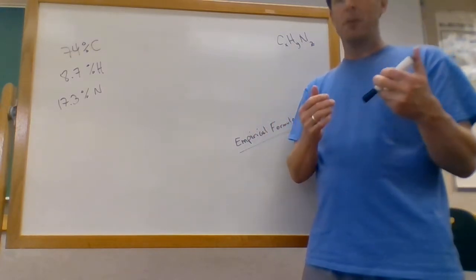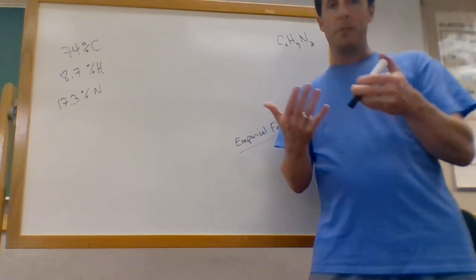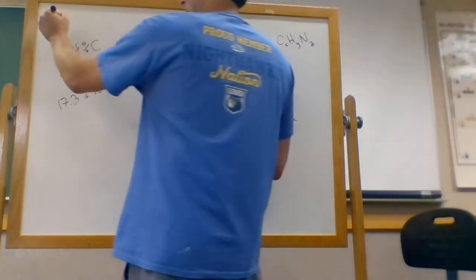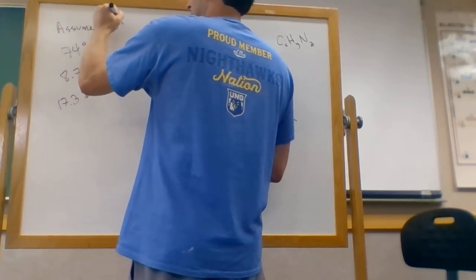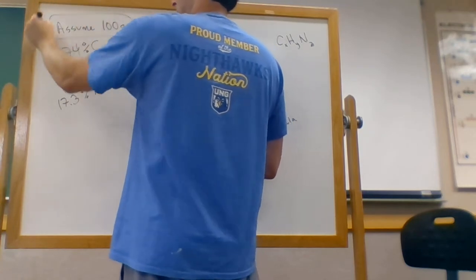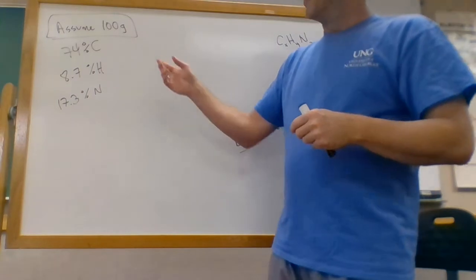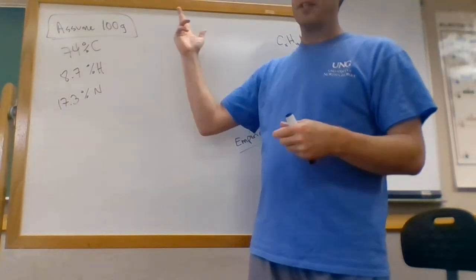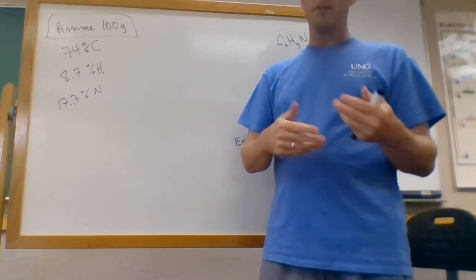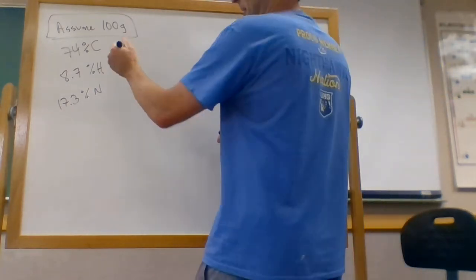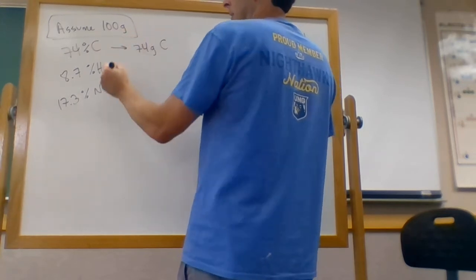The easiest number to make up when you have percentages is if we assume we had 100 grams of the compound. So I'm going to start out and just say, let's assume we have 100 grams of the sample, whatever this compound is. Well, basically that makes it really easy. If I have 100 grams of the sample and it's 74% carbon, well, 74% of 100 grams is 74 grams. So by making that assumption, I can switch my percentages straight into grams.